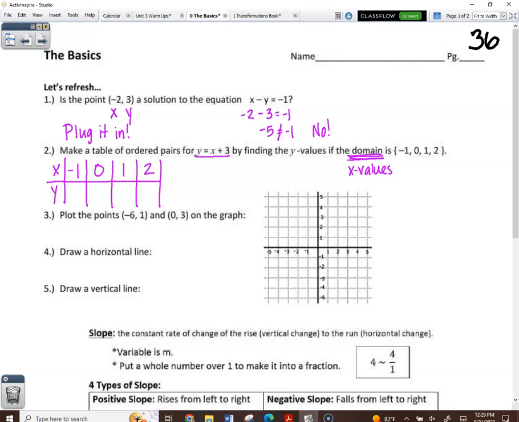Now, how do we get the y values? You use the y equals x plus 3. Exactly. So do that now. Use the equation to get the y values. You have the x values, now find the y values by plugging it in. So if you plug -1 in for x, what comes out as the y value? 2. If you plug in 0, what do you get? 3. Plug 1 in, 4. And you plug 2 in.